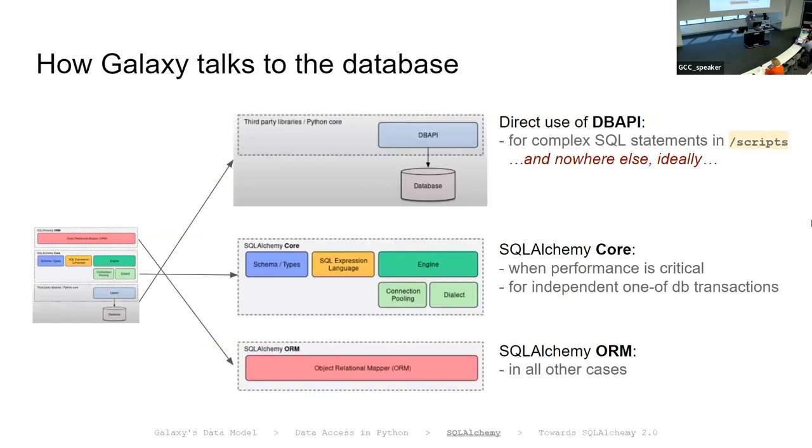We employ direct use of DB API very sparingly in scripts. And this is a bad thing. We should not be doing that. We use SQLAlchemy Core when performance is critical. In all other cases, we use the ORM.